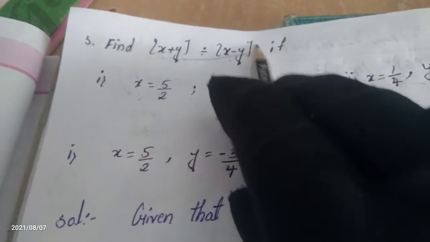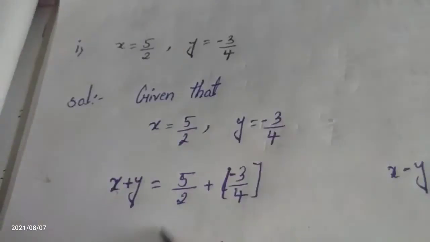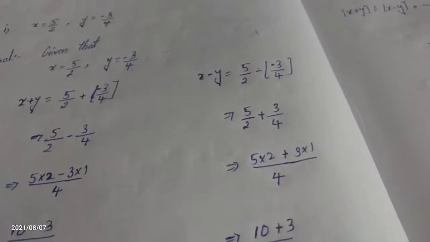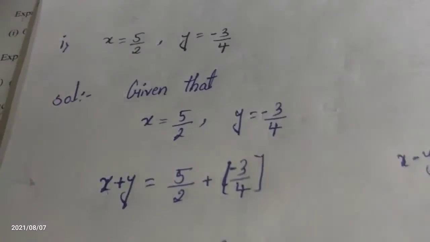First, what do we have to find? We have to find this value. First, we have to find x plus y. Here I am finding x plus y. Afterwards, what do we have to find? x minus y. I am finding x minus y here. One by one, I will explain.